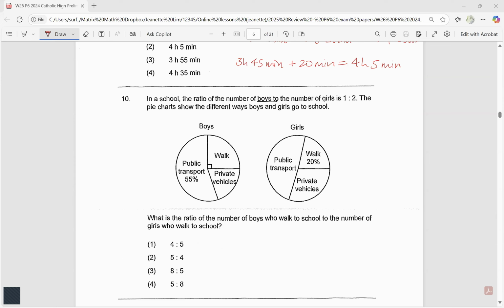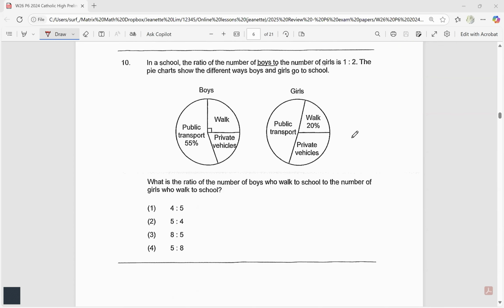Question 10. In a school, the ratio of the number of boys to the number of girls is 1 to 2. Pie chart shows the different ways boys and girls go to school. So there's a group for the boys as well as the girls. The ratio of boys to girls is 1 to 2. This means that the total of the girls has to be twice of the boys. So it's not like they are equal.